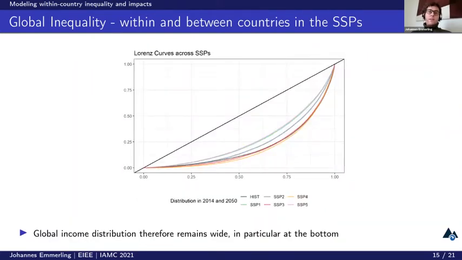If you look at the Lorenz curve at the very end of the century in these 5 SSPs, we see in black the current one, and then the 5 SSPs. We see, especially at the lower end, that several SSPs are actually far out, meaning there's a higher level of inequality at the bottom of the distribution, and only in SSP1 and 5, with very optimistic values, is inequality at the global, total level expected to decrease.